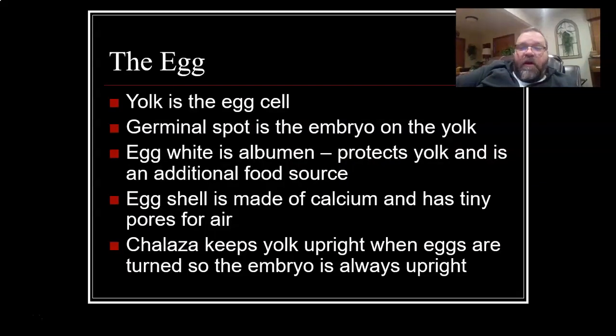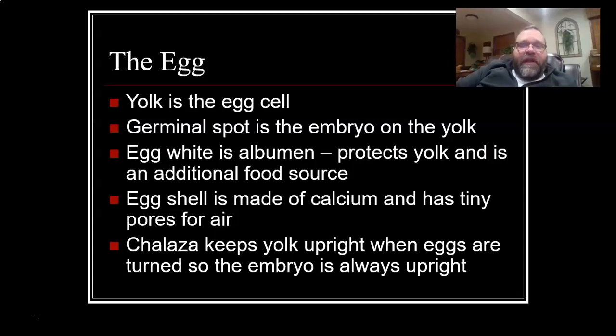All right, let's talk a little bit about the egg. The yolk is the egg cell, C-E-L-L. Germinal spot is the embryo on the yolk. The egg white is albumin that protects the yolk and it's an additional source of food. The eggshell is made of calcium and has tiny pores for air.